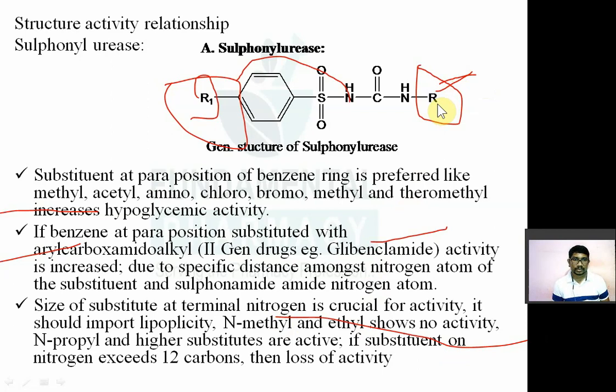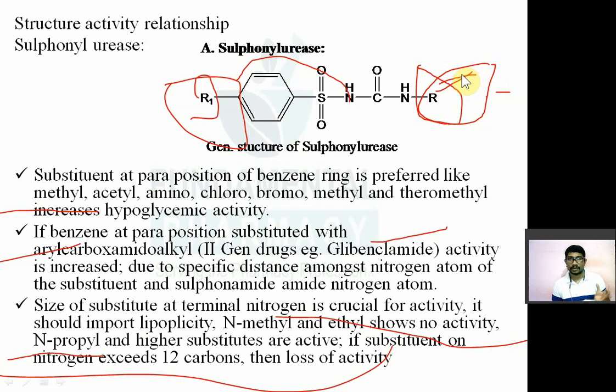And if you replace this R with N-propyl, N-butyl, N-pentyl and so on, that higher substitution will give you better activity, but up to 12 carbon atoms only. If you go beyond 12 carbon atoms, the compound will lose activity. So the R group here is a lipophilic group like propyl, butyl, pentyl. Activity is there only up to 12 carbon atoms, not after that. Methyl and ethyl also have no activity. After propyl come butyl, pentyl, hexyl and so on. But the carbon count should be less than 12 to get the activity.